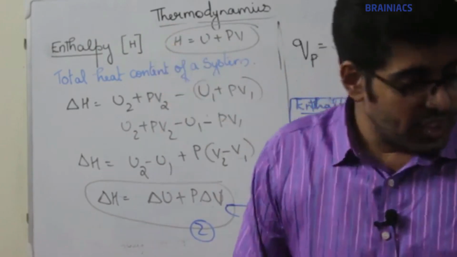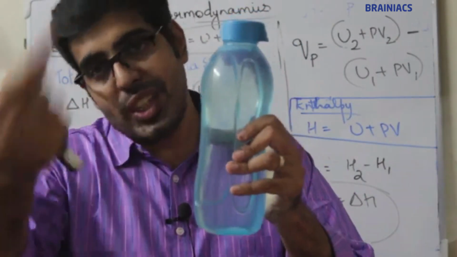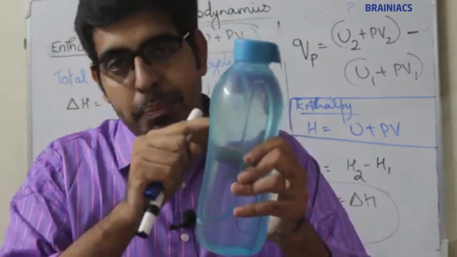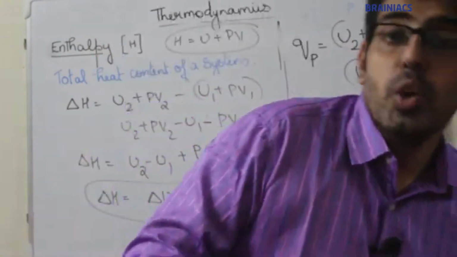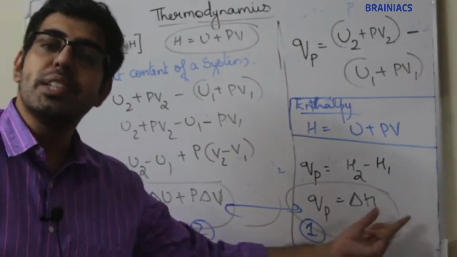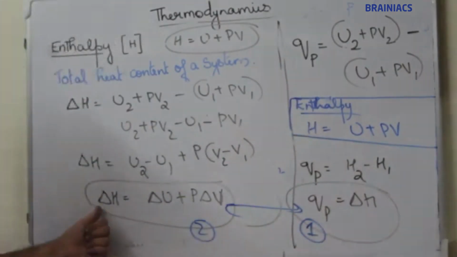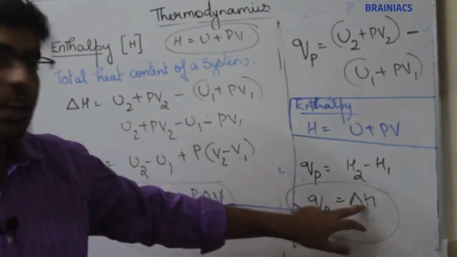And for the enthalpy change of a system, when you supply heat energy, internal energy changes from U1 to U2 and volume changes from V1 to V2. At that time, you can calculate enthalpy change by using two equations: QP is equal to delta H, or delta H is equal to delta U plus P delta V, because QP is delta H.